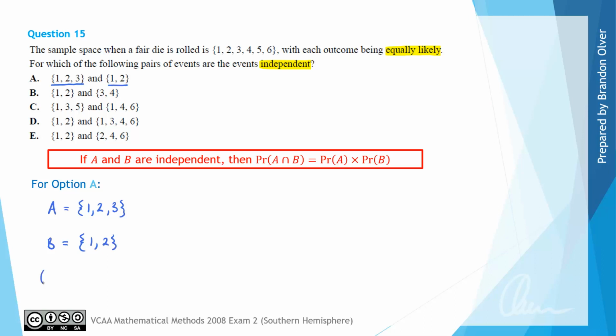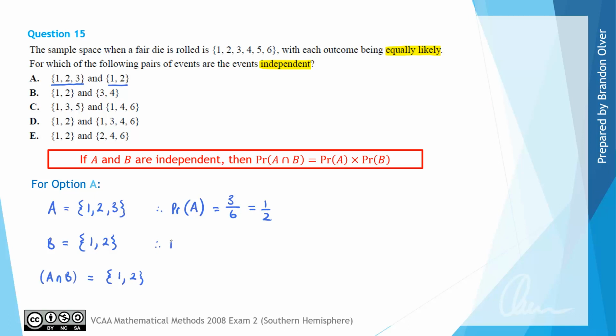And from there we can work out that the set of A intersecting B, so the elements that are common to both, are the 1 and the 2, because they're listed in both events. So we're going to have 1, 2. So from there, we can work out the probability of each of those events. So therefore, the probability of A occurring is 1, 2, 3 outcomes out of 6 that are all equally likely. So that simplifies to a half.